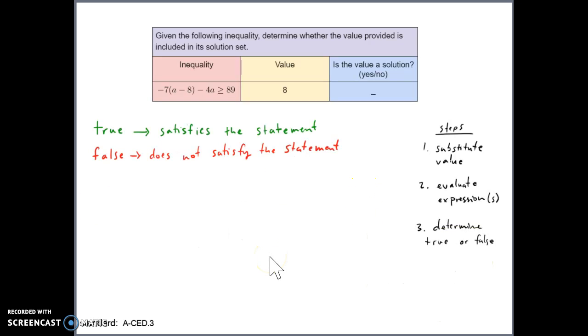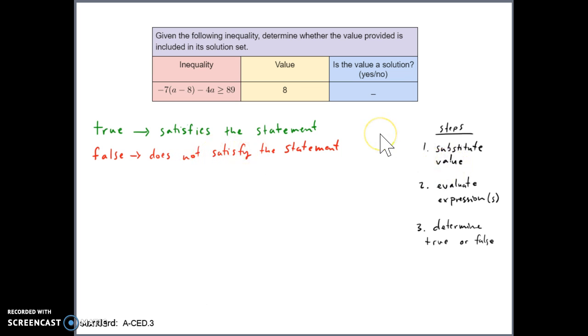Here's our last example. Given the following inequality, determine whether the value provided is included in the solution set. So here's our inequality, here's the value. We've got to figure out, is this a solution? Would this be a part of the values that are on the solution line if we graphed it, or would it not be? So we've got to figure out, does the value make the statement true? Does it satisfy the condition of the statement, or does it make it false?